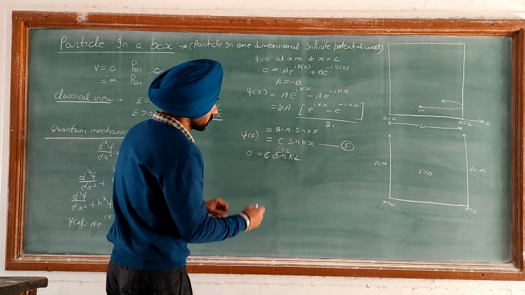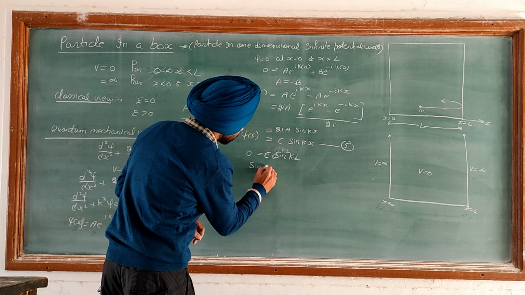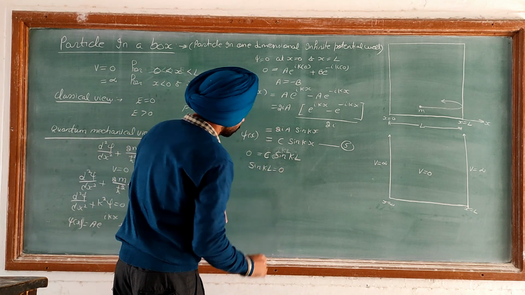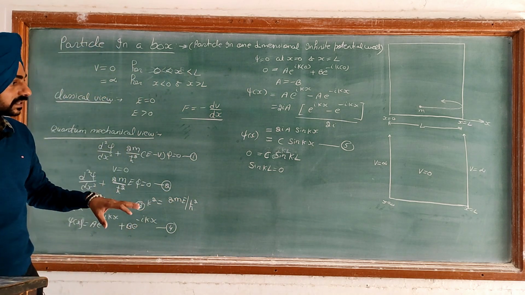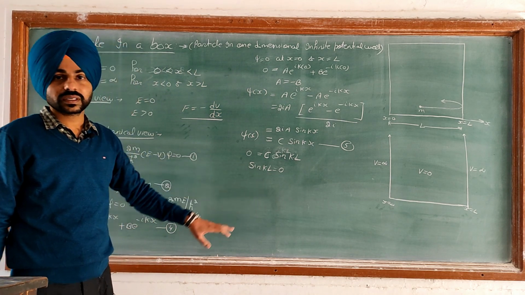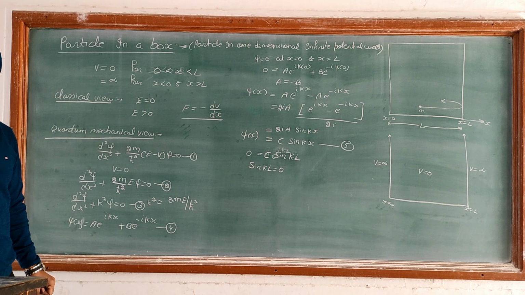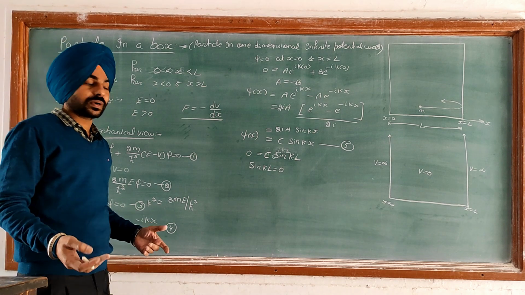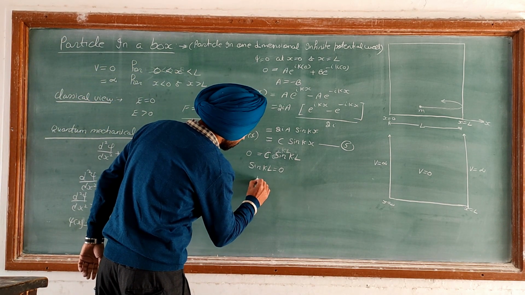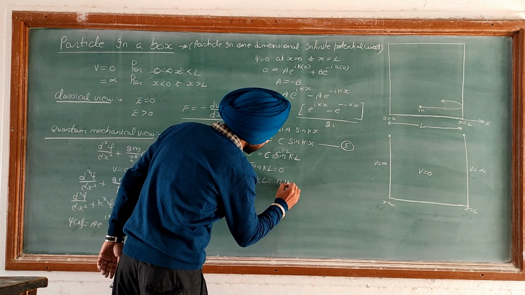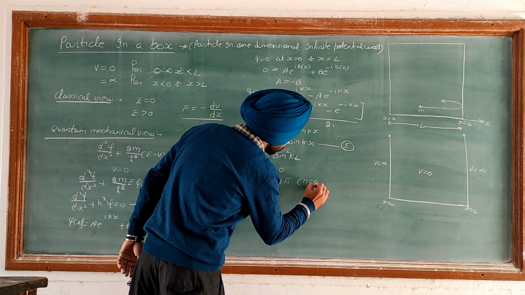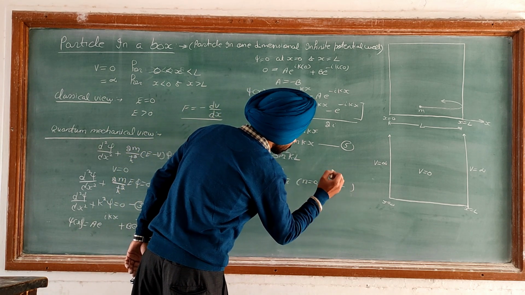So C is a constant, therefore sin kL is equal to 0. So sin kL, that means sin θ is 0. Sin θ is 0 only if θ is equal to nπ, where n is 0, 1, 2, 3. So θ, which is kL, equals nπ, where n is 0, 1, 2 and so on.